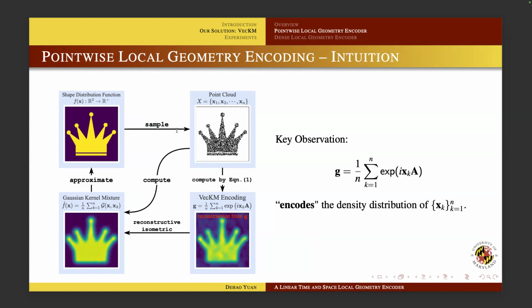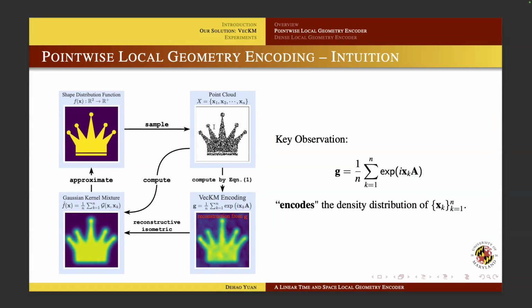Here is a very important observation. Suppose you have the point cloud x1 up to xn. This formula, summation k from 1 to n, exponential i xk multiplied with A, will encode the density distribution of the point cloud. Basically, suppose this is the point cloud and you compute by this equation, and then you will get an encoding. And you can reconstruct from the encoding to get the distribution of the point cloud. So that's the major observation behind.